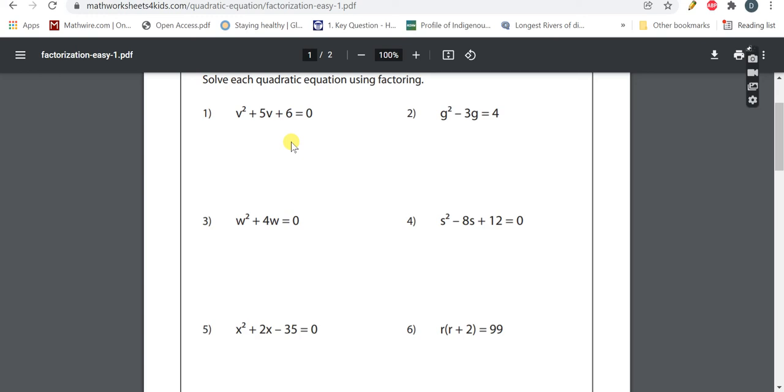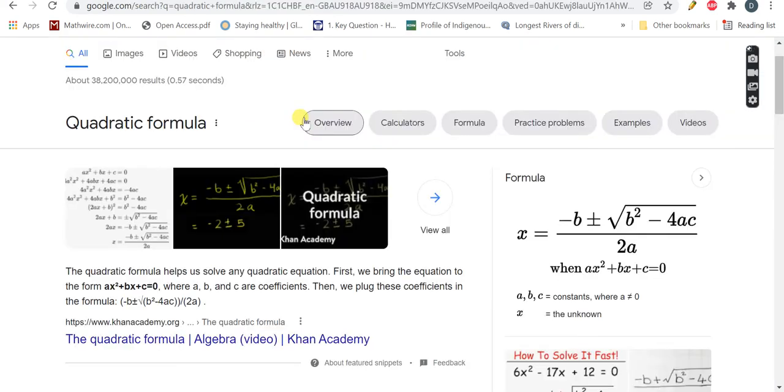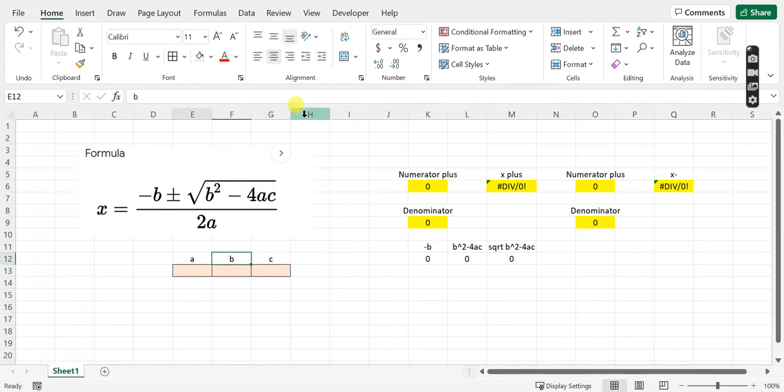So let's do that. So that means that our a is just going to be 1, that's going to be 5, and that's going to be 6. 1, 5, 6. And like I had said, it's going to be x plus 3, x plus 2. Therefore, the x will be the opposite of the plus 3 plus 2, with a minus, minus, and minus. So there's an example of it working.